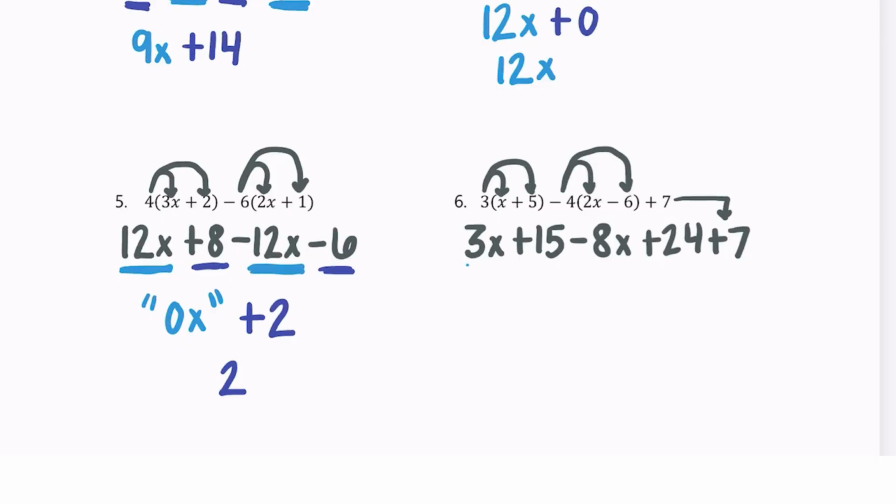We're looking for our x terms. 3x minus 8x will give us a -5x. Remember, we are adding or subtracting when we combine like terms. And then we have 3 like terms, or 3 constants here. We have 15 plus 24 plus 7. So 15 plus 24 is 39. 39 plus 7 is 46. So we're going to have plus 46.